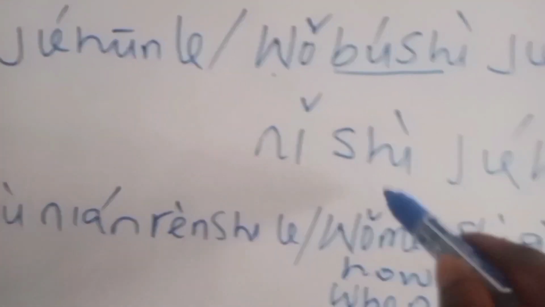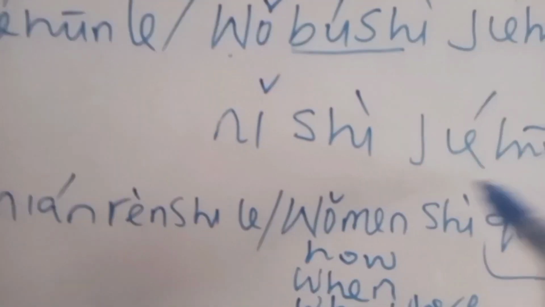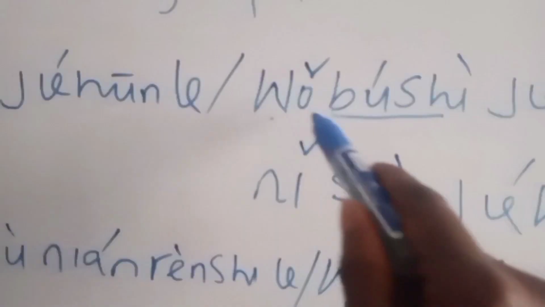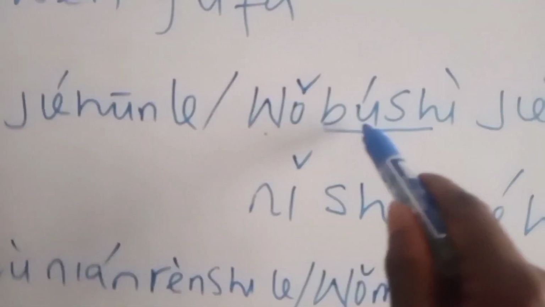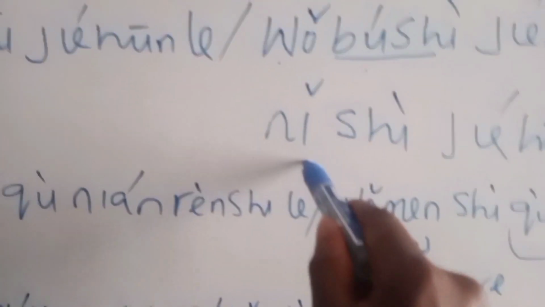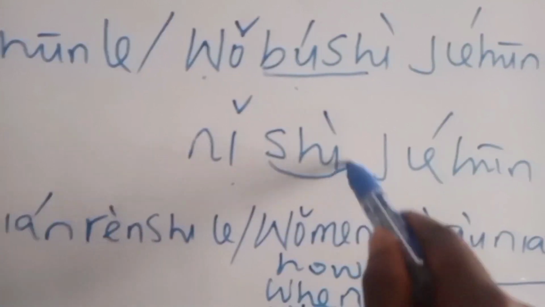But if I say 你不是结婚的吗? What I am saying is, are you not married? That's a negative question. But this one is positive. 你是结婚的吗? This is positive. So this one is a negative sentence. 我不是结婚的. I am not married. In this case, this 不是 must be there. You cannot remove it. But this one that is a positive question, you can omit this 是.